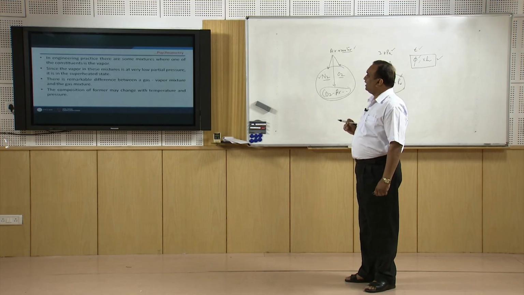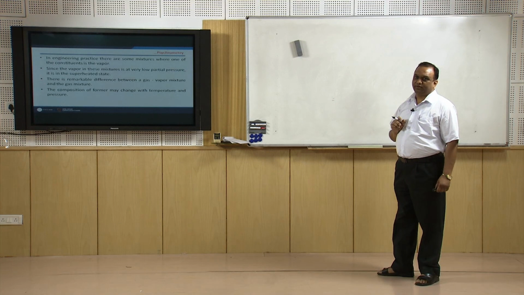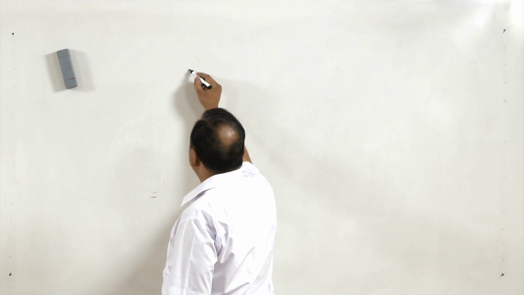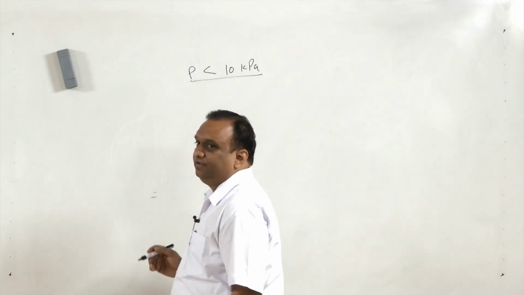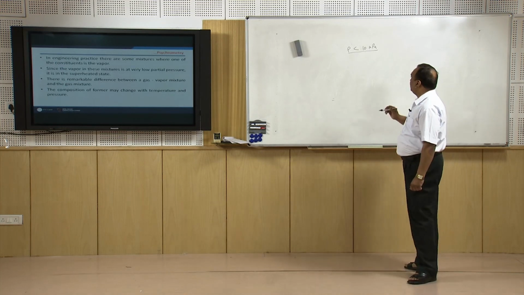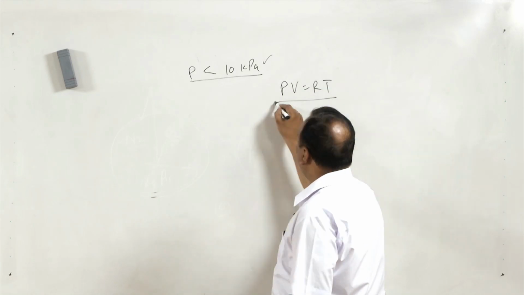In engineering practice, there are some mixtures where one of the constituents is vapor. Since the vapor in these mixtures has a very low partial pressure, it is in the superheated state. In some of the mixtures, not all, when it is there in a very small amount, it has a very low partial pressure. When the partial pressure of vapor is less than 10 kilopascal, as I have told you earlier, the vapor can be considered as a gas. That is why in psychrometric analysis, the water vapor is considered as a gas. So, we often use the PV equals RT relation for water vapor.